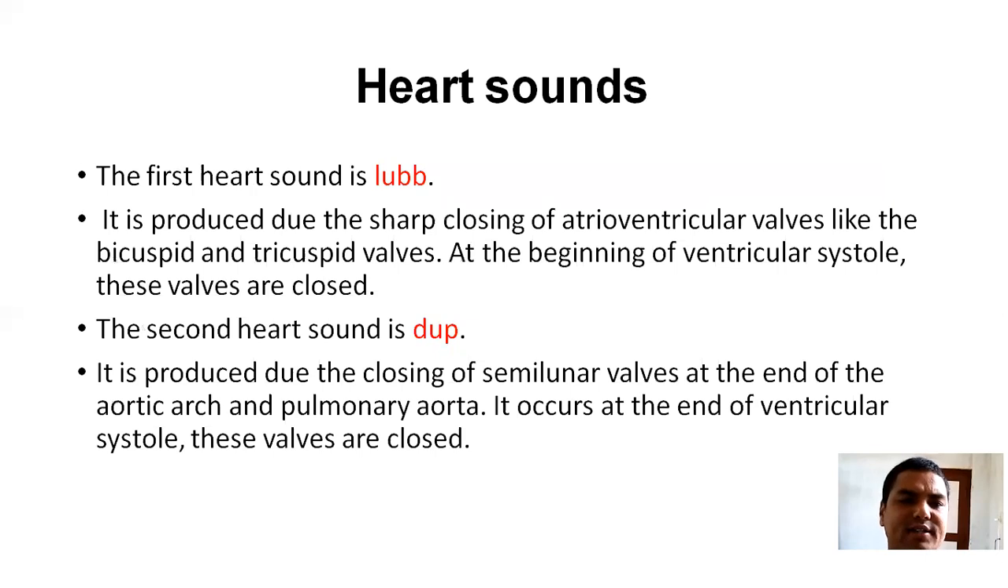Now, heart sound. The heart sound is due to the closing of valves present in the heart. There are two types of heart sound. They are the first heart sound or lub sound, and the second heart sound or dub sound. Lub sound is produced due to sharp closing of the AV valves, the tricuspid valve and bicuspid valve. And the second heart sound or dub sound is the sound produced due to closing of the semilunar valve present at the base of the aorta.